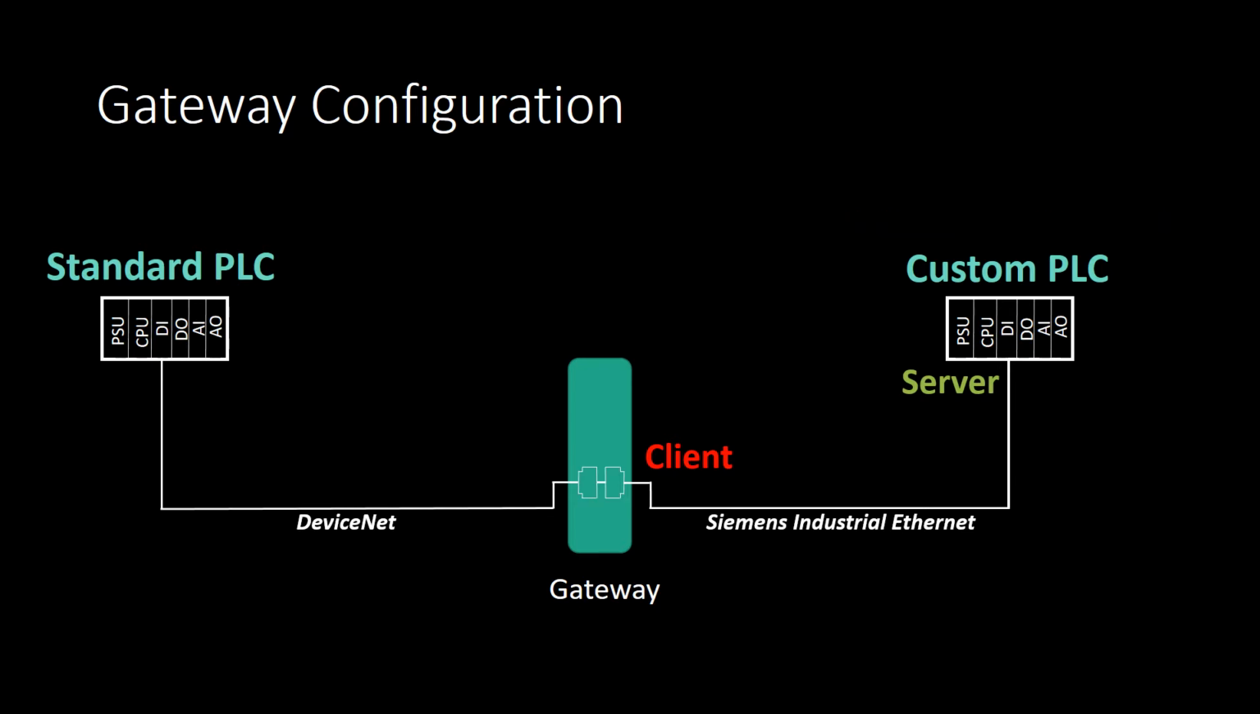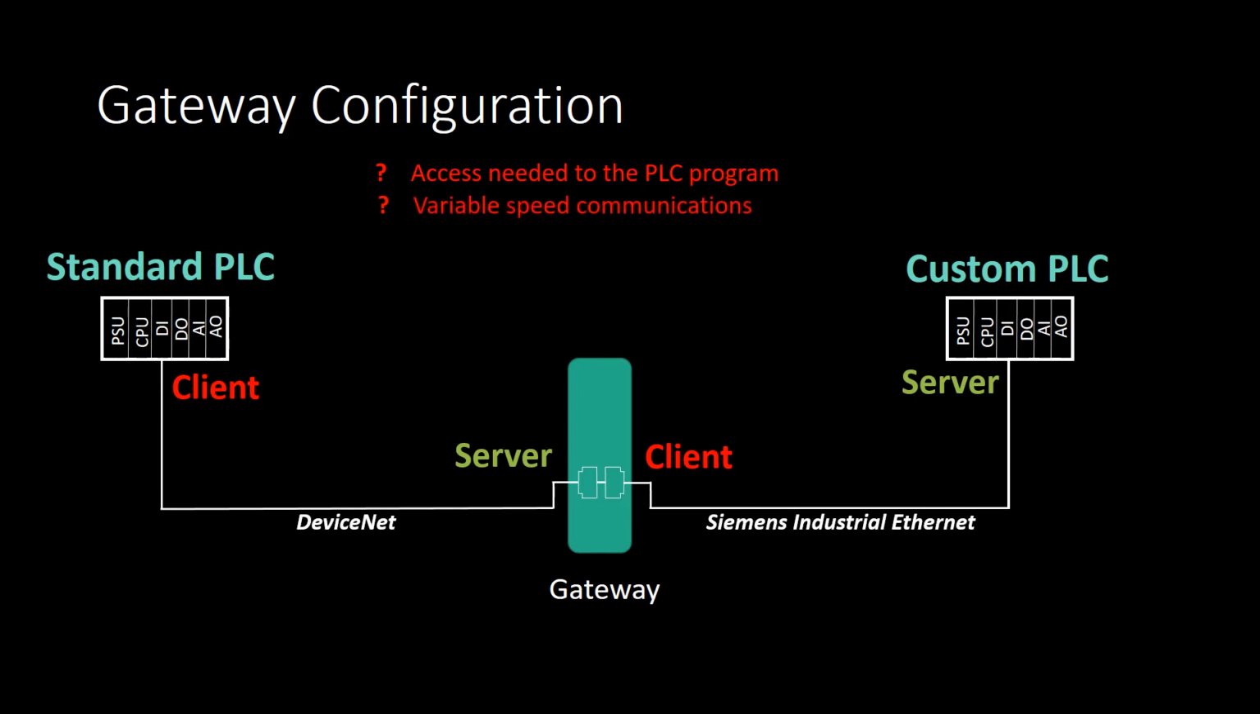The standard PLC can then be set up as a client, with the gateway acting as the server, but this means that the PLC's ladder code will need to be executed for communication to occur. This slows down the process.